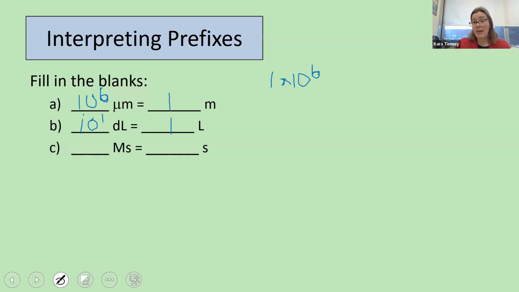Our last one is megasecond and second. Mega is bigger, so that gets the 1. The power of 10 for mega is 10 to the 6th. That goes in the other blank.